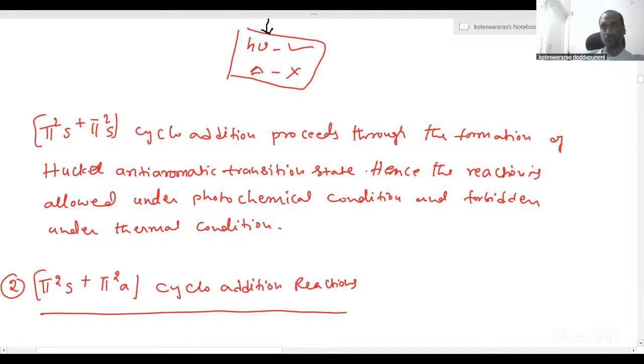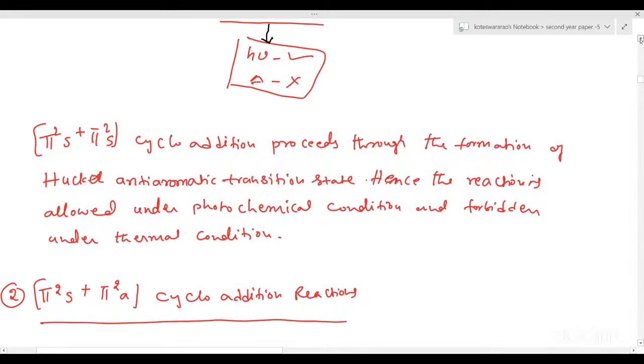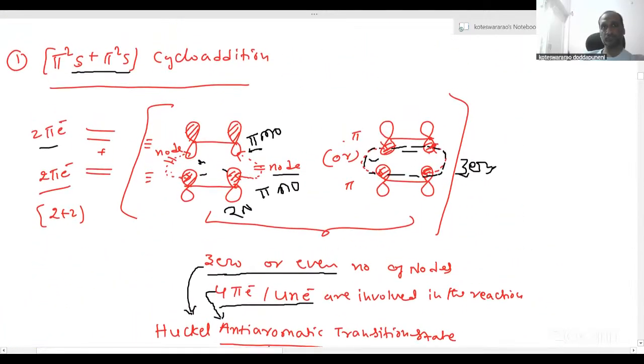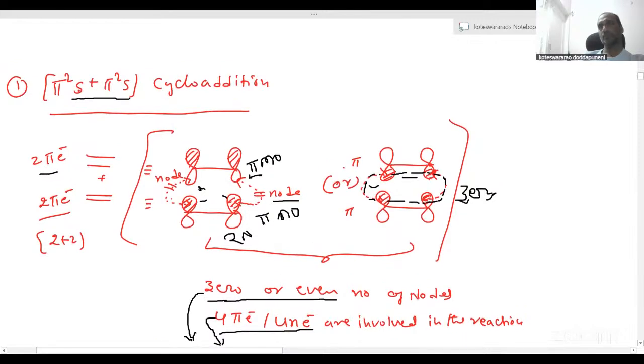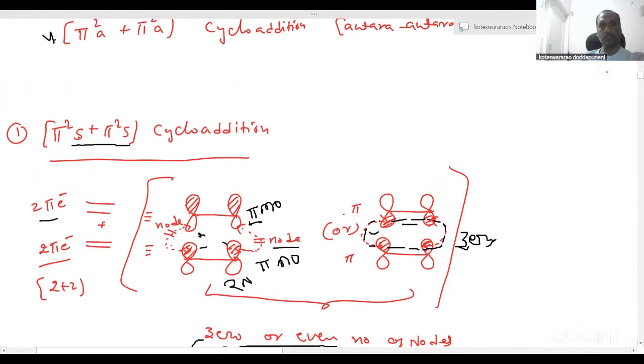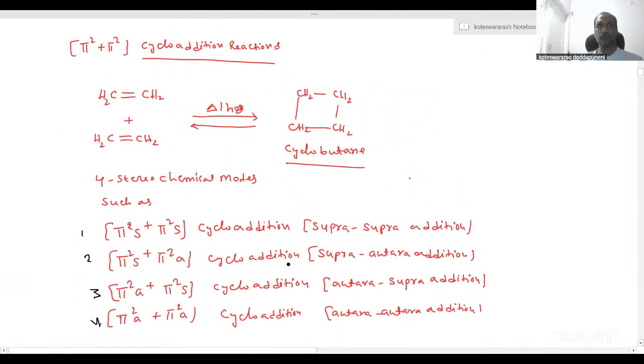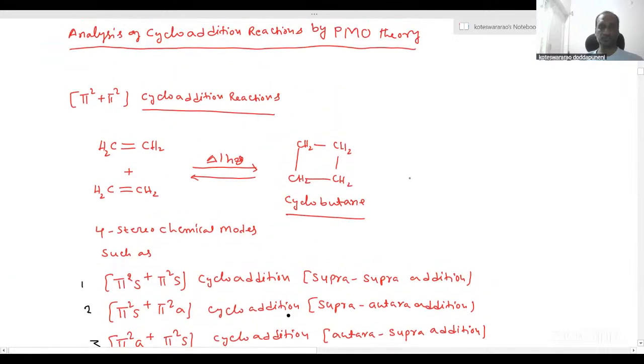Do you need to wait for copying this? Yes, sir. Yes, you can. Do I move above also? Yes, you ask me, I will scroll it.